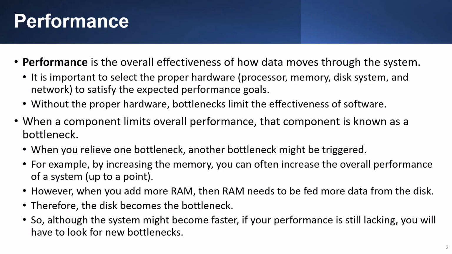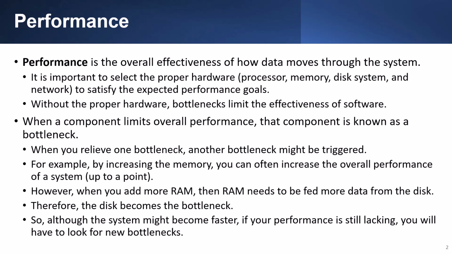Performance is the overall effectiveness of how data moves through the system. It's important to select the proper hardware, such as processor, memory, disk system, and network, to satisfy the expected performance goals. Without the proper hardware, bottlenecks limit the effectiveness of software. When a component limits overall performance, the component is known as a bottleneck.